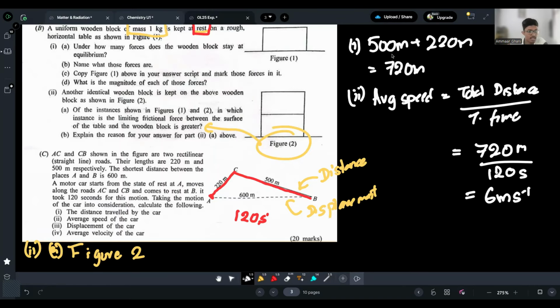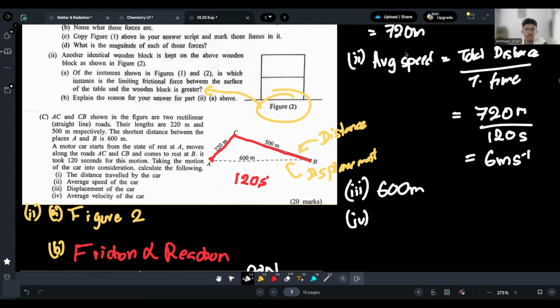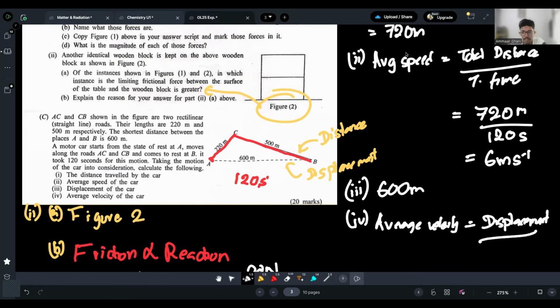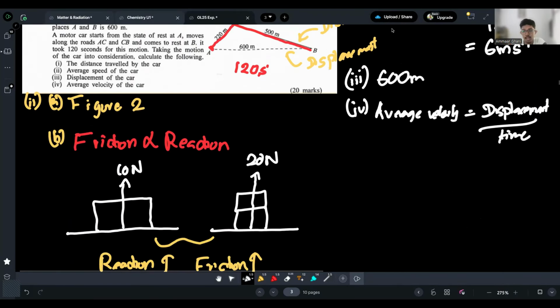So then they're asking the displacement of the car. You don't have to do any workings. They have simply given 600 meter here. One shot, 600 meter. Now they are asking for the average velocity of the car. Average velocity is total displacement divided by time. So what's the displacement? You wrote it in Roman number 3, which is 600 divided by 120, which is 5 meter per second.